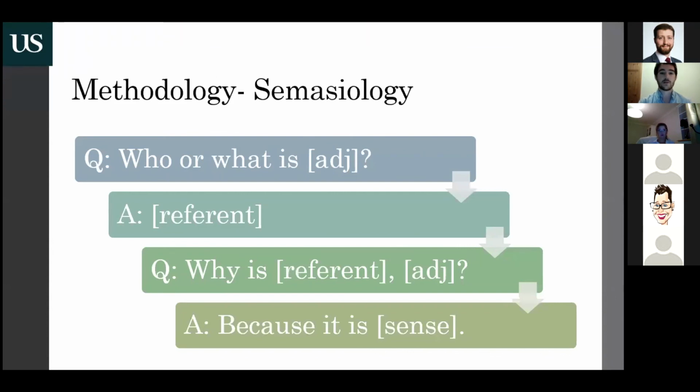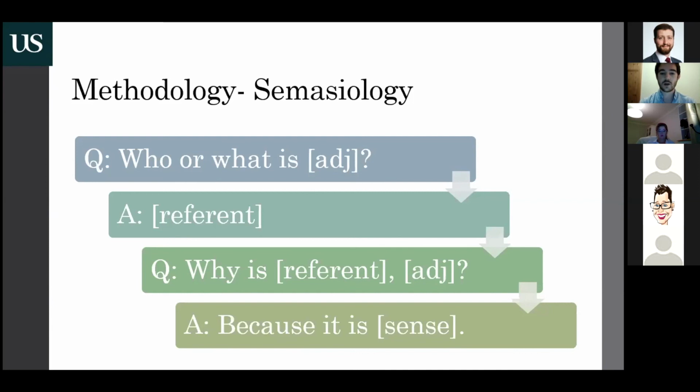Okay, and methodology. So what methodologies can I use which are consistent with this definition of a semasiological variable? Well, again, I'm taking the lead from Justyna's own PhD. So what she did, she came up with a sort of 2-part question-answer framework. So first of all, she asked who or what is a target word, which was typically an adjective in Justyna's research. Participants would respond with a referent, and then the follow-up question is why is the referent the adjective? And then the following response would be because it is, and then they would come up with the sense of the word.